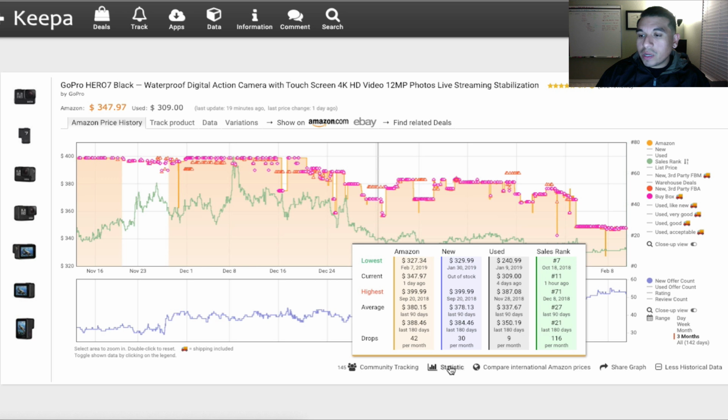So the next thing that we want to take a look at is the average sales rank. Here we see that the average sales rank for the last 90 days is 27, and for the last 180 days is actually 21. So as it stands right now, this product has a very consistent sales rank and a very consistent price that it sells for.